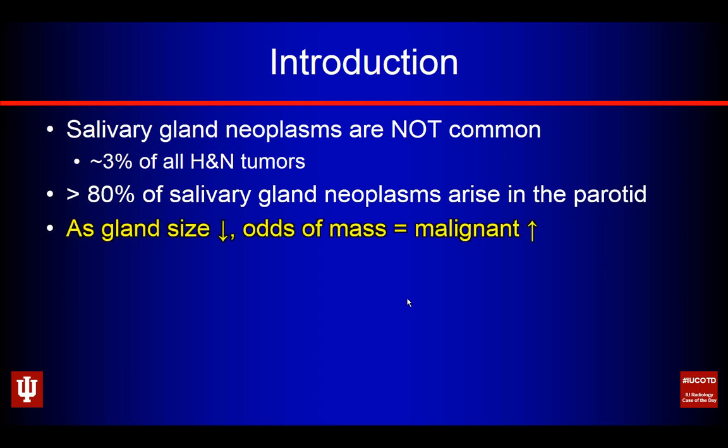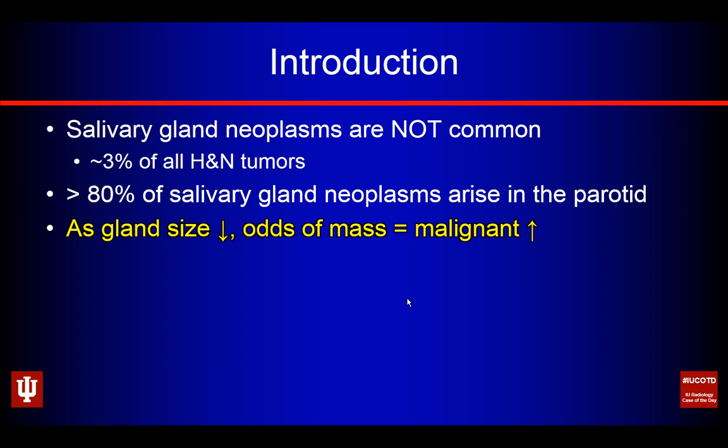This is probably the most important thing I'm going to tell you during this talk, or one of the handful of most important things. So if you're going to remember one thing from this talk, maybe this is it. And that is that the smaller the salivary gland is, the more likely that a mass arising from it will be malignant. So at baseline, if you're dealing with the parotid gland, any given mass has a relatively low chance of being malignant.